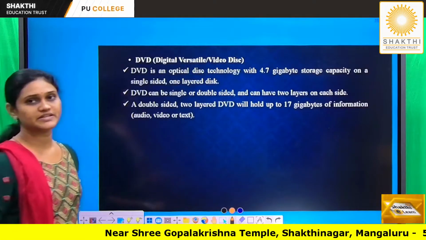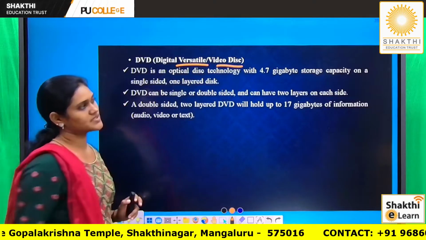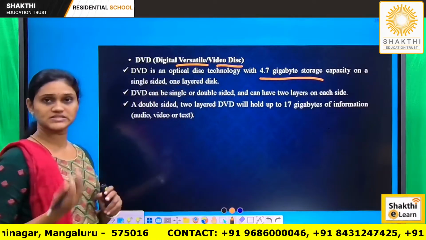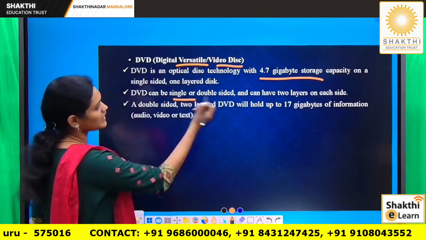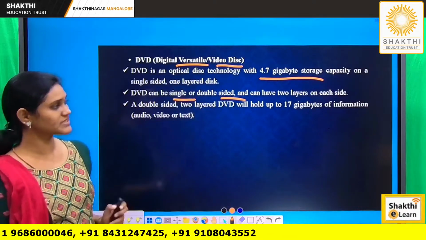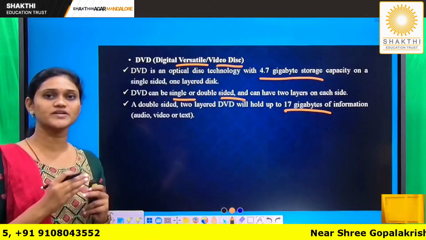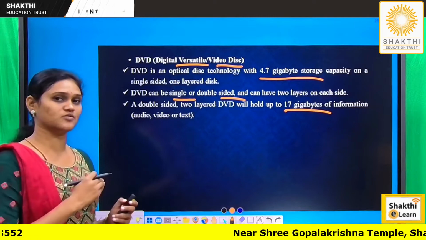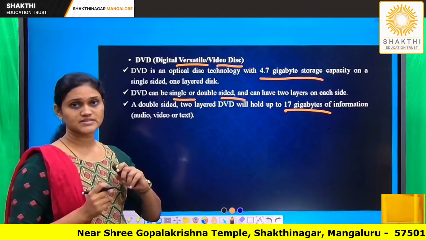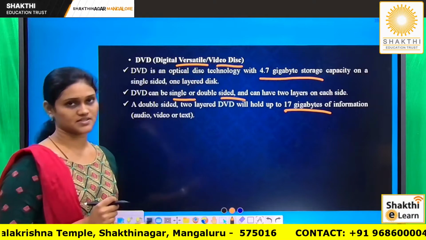Now coming to DVD, whose full form is digital versatile disc. You can have single-sided or double-sided. A single-sided DVD can hold nearly 4.7 gigabytes, and a double-sided one can hold 17 gigabytes of data. That is, the storage capacity is more compared to the CD-ROM. You can get it double-side or single-side.